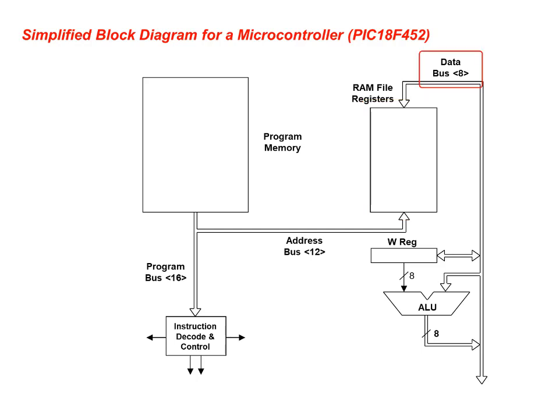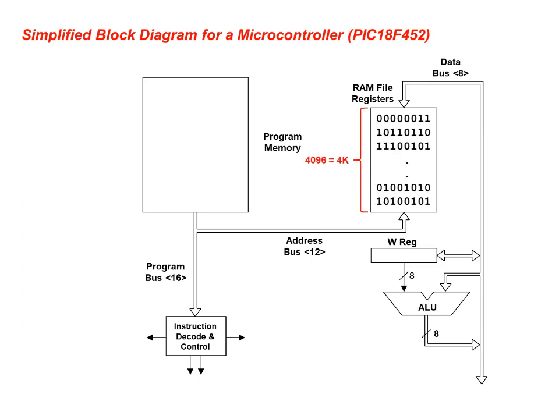Data is transferred to the data memory through an 8-bit data bus. The address bus of the data memory is 12 bits wide. It follows that there are 496 registers in the data memory.